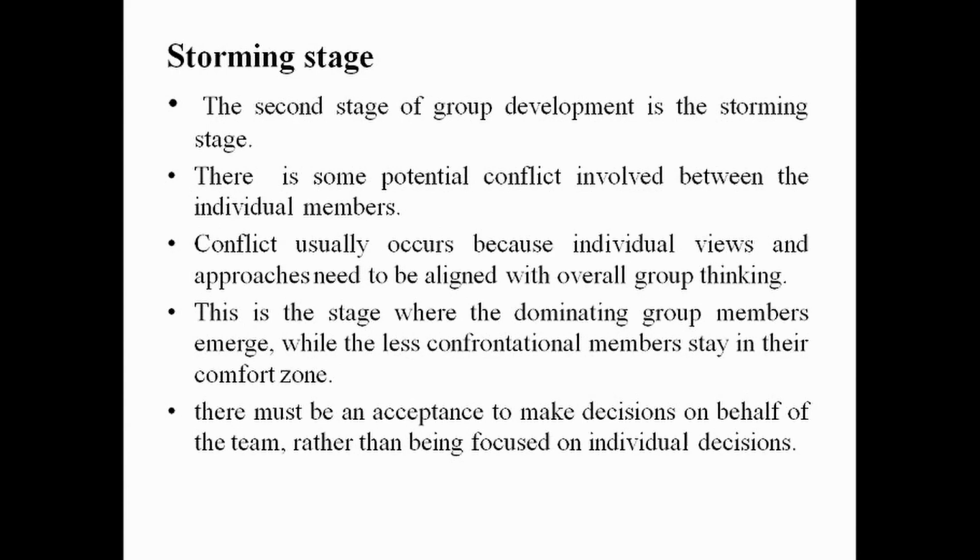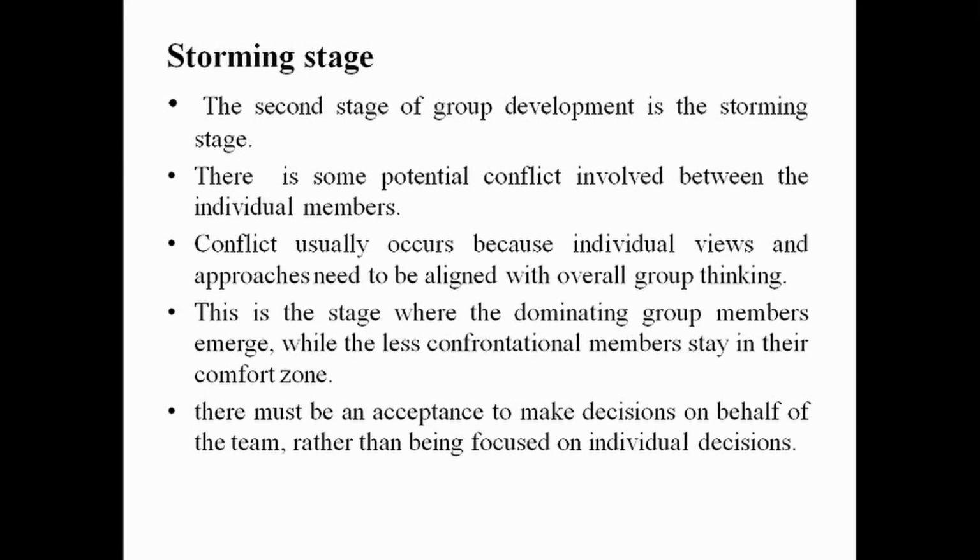The second stage of group development is the storming stage. As suggested by the word storm, there is some potential conflict involved between the individual members. This conflict usually occurs because individual views and approaches need to be aligned with overall group thinking. So sometimes there is a conflict over who should be the group leader, how the group should proceed, and whose plan should be implemented.